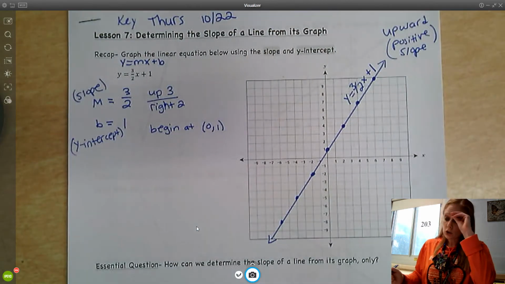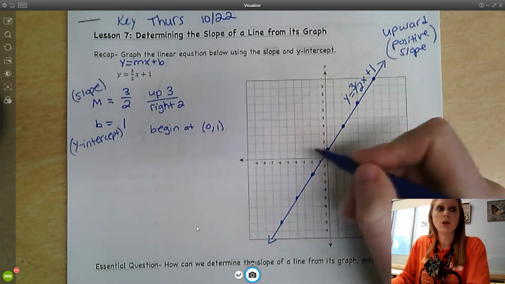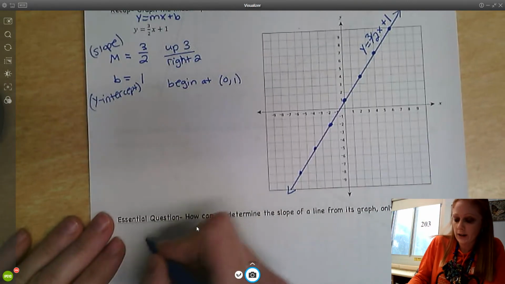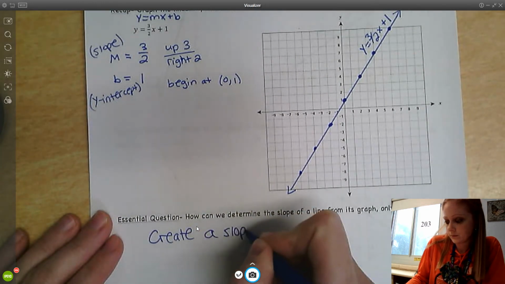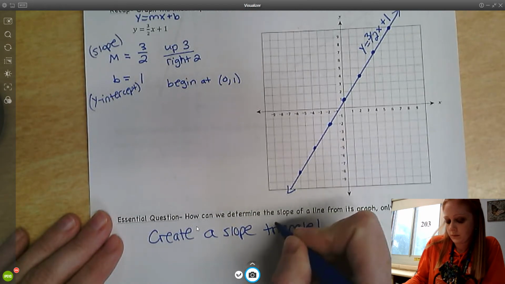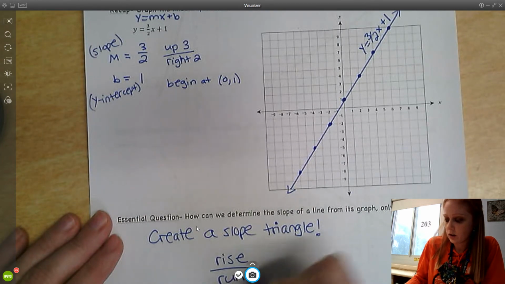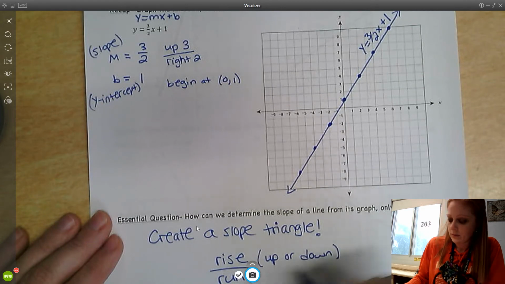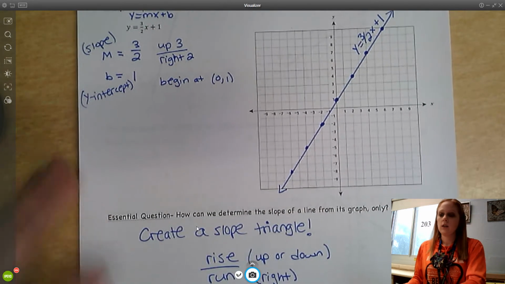So the way that you can do that is you can look at that graph and figure out, well, how much should I go up or down and how much should I go side to side? So what we call this is creating a slope triangle. So we have our rise over our run. Our rise is going up or down, and our run is always going to be going to the right.